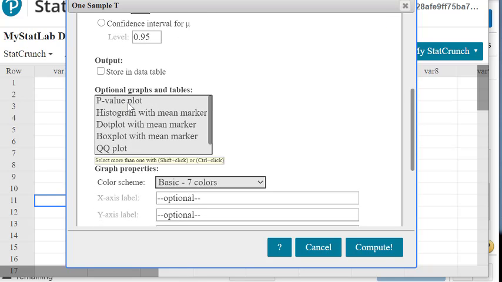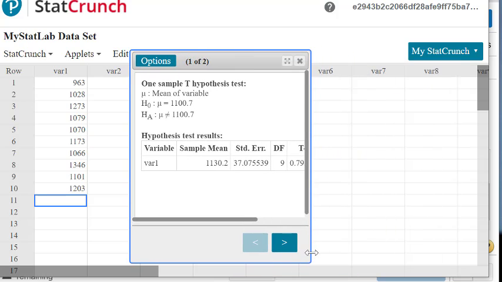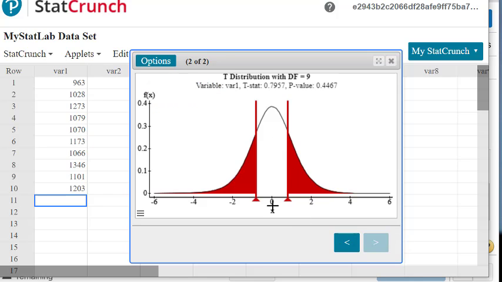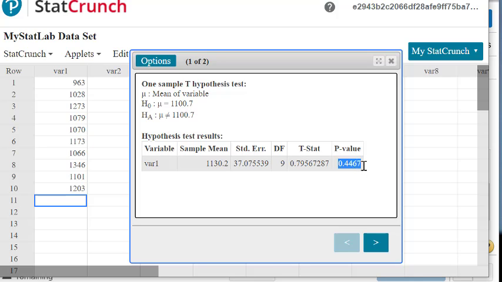We could plot the p-value if we want. Let's go ahead and take a look at that just so we can see what's actually happening. Alright, here's a computation. And here are the results. The p-value graph looks like this. It looks like it's fairly close to 0. We'll see that the test statistic here is 0.79. So that is a pretty small test statistic, and that would usually lead to a larger p-value than usual. And p-value is 0.4467.